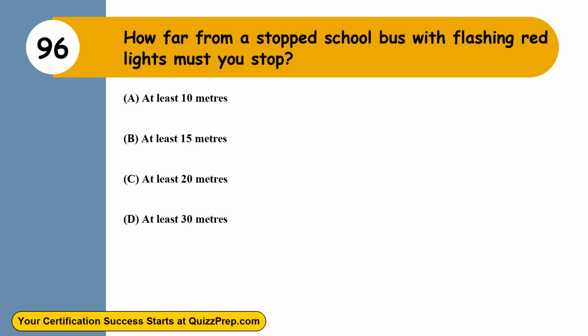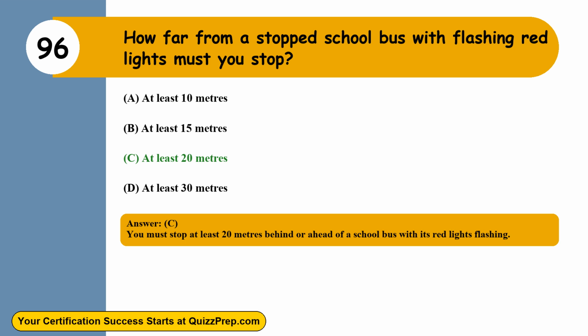Question 96. How far from a stopped school bus with flashing red lights must you stop? Option A, at least 10 meters. Option B, at least 15 meters. Option C, at least 20 meters. Option D, at least 30 meters. The correct answer is option C, at least 20 meters. You must stop at least 20 meters behind or ahead of a school bus with its red lights flashing.